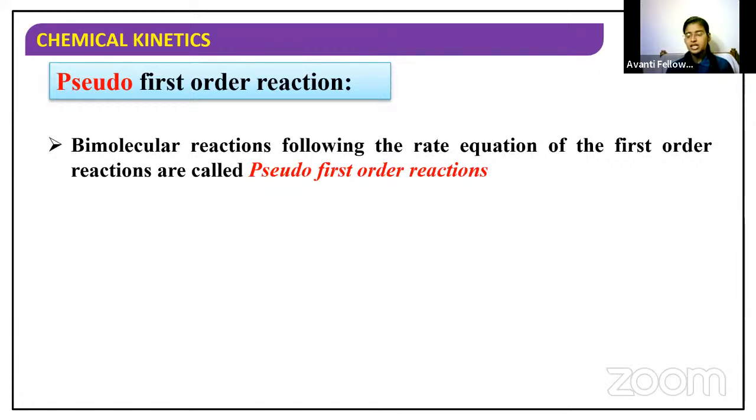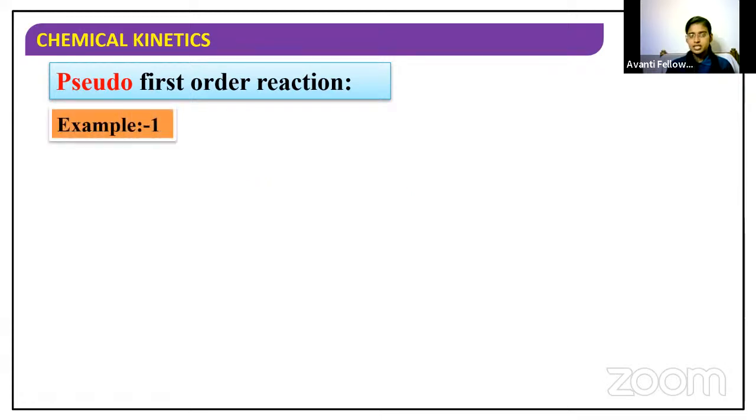So bimolecular reactions following the rate equation of the first order reaction are called pseudo first order. If we are having two reactants, then the order should be two. But it is bimolecular, yet a first order reaction. Then it follows the first order rate equation, which means it is a pseudo first order reaction. So let's see an example so that you can understand it better.